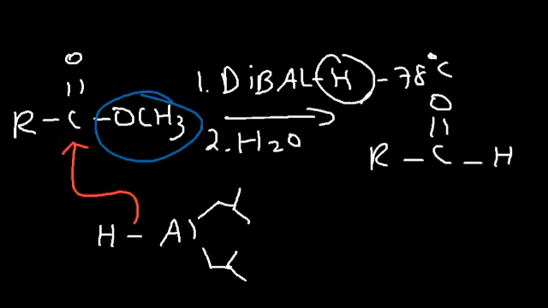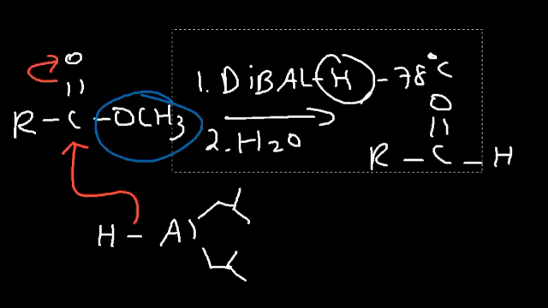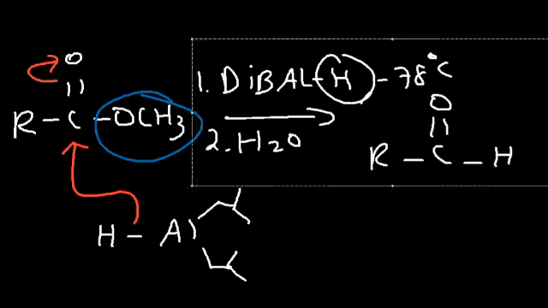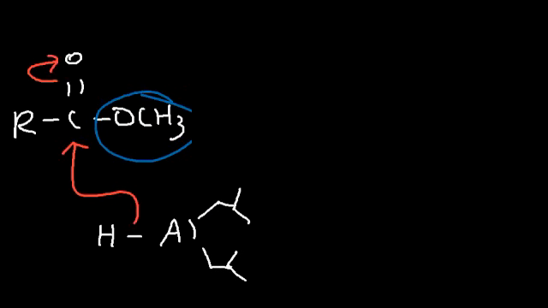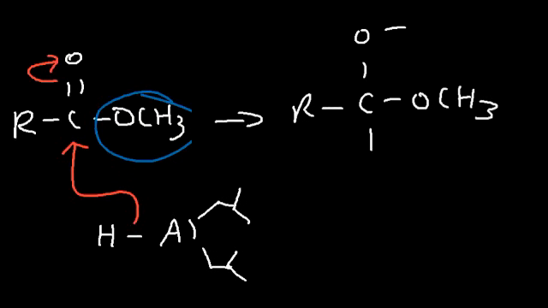So the hydride attacks the carbon, breaking the pi bond. And so we're going to get this intermediate. Now at negative 78 degrees Celsius, the alkoxide, this oxygen with a negative charge, is not going to kick out the OCH3 group. And so the reaction stops here at negative 78 degrees Celsius.